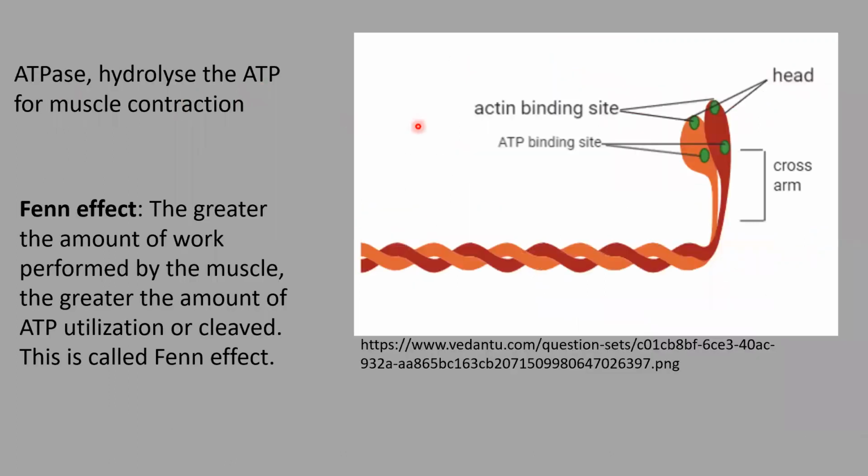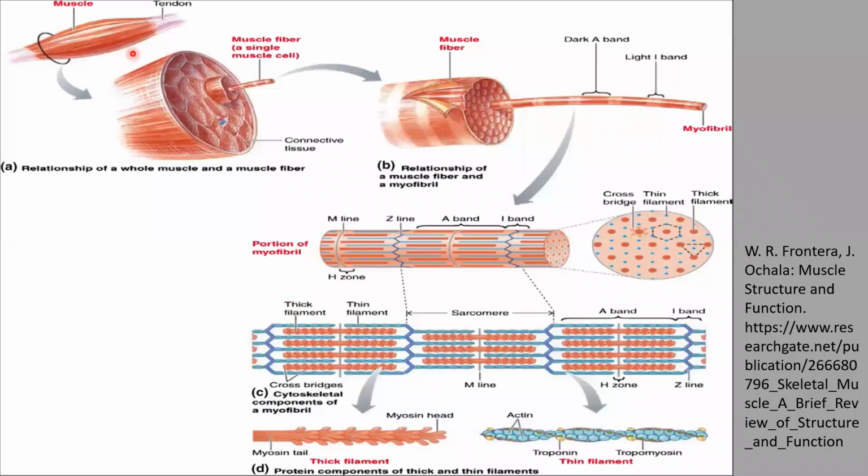So this ATPase, as I told already, causes hydrolysis of ATP. Then the Fenn effect. What is the Fenn effect? The greater the amount of work performed by the muscle, the greater the amount of ATP cleaved to ADP and inorganic phosphate. This is called the Fenn effect. So as the muscle contracts, if the workload is more, it requires more ATP hydrolysis to provide the energy for muscle contraction.